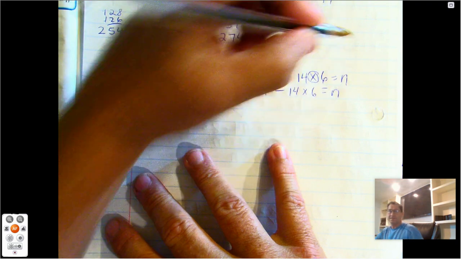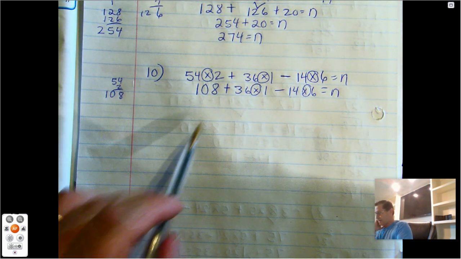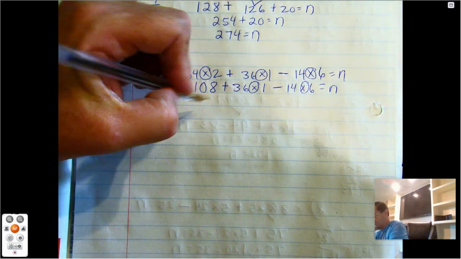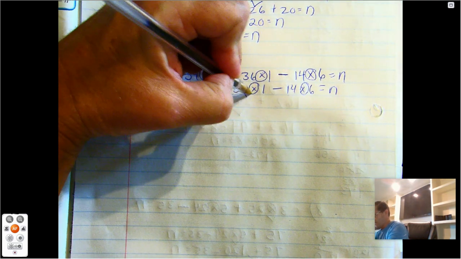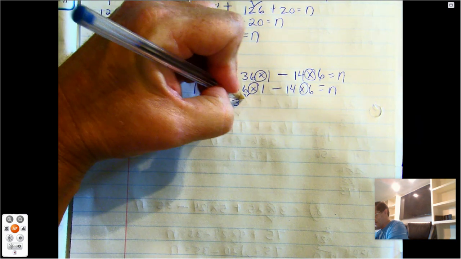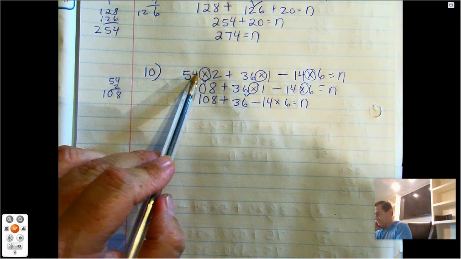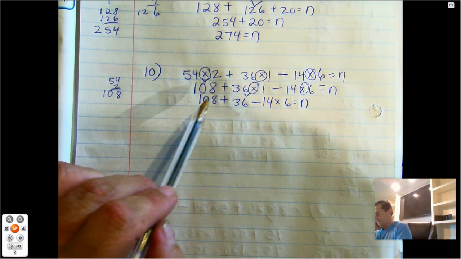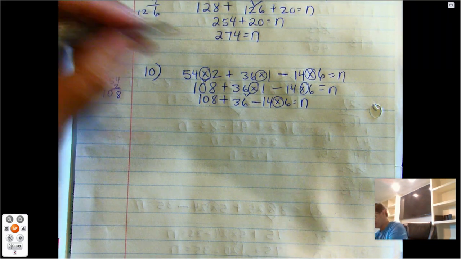All right. So now we have multiplication left. I can't do addition before multiplication, so I'm just going to rewrite the 108 with the plus sign. 36 times 1 is 36. Rewrite everything else. Okay. So we've simplified 2 of our multiplication problems. And that's how we got 108 plus 36. I still have 1 multiplication problem left. So 108 plus 36 minus 14 times 6.